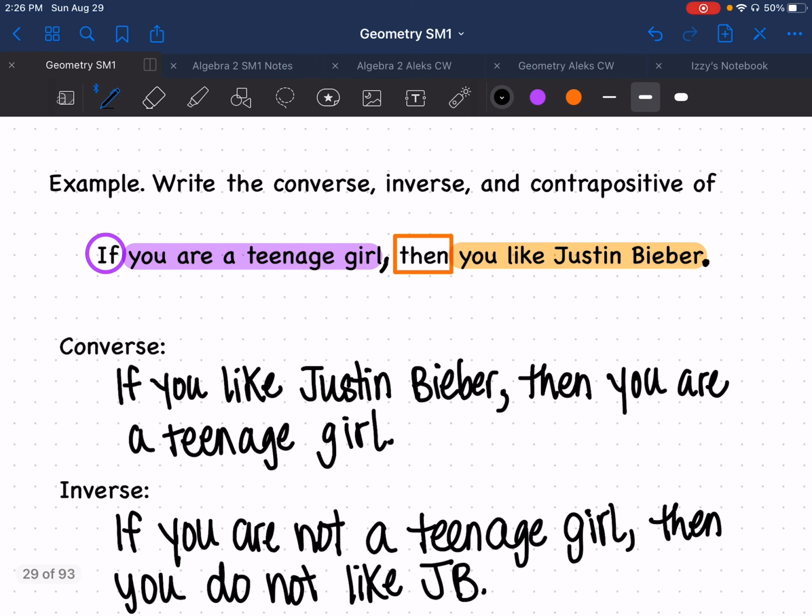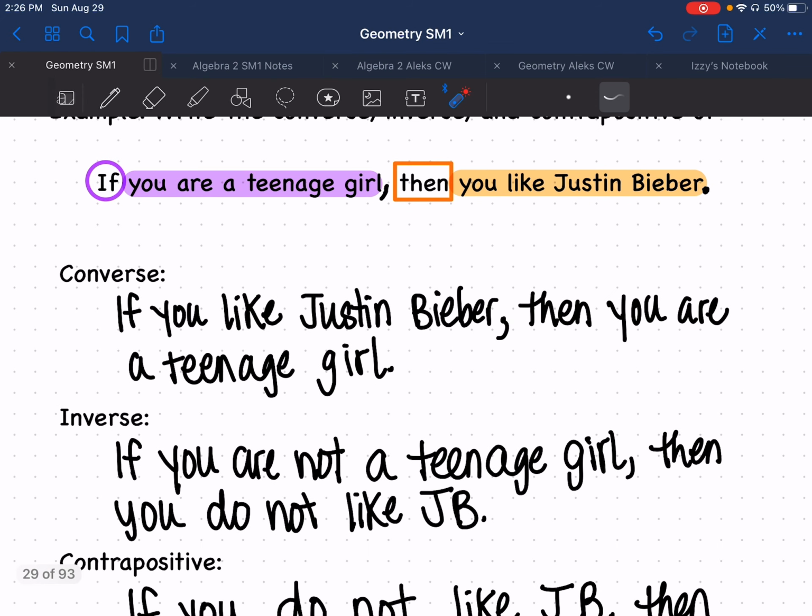Okay, so if we start out with the very beginning, if you are a teenage girl, you have to stay a teenage girl, then you like Justin Bieber. Well, that's very simple. I could probably find a teenage girl that does not like Justin Bieber, and she is my counterexample. Okay. All right.